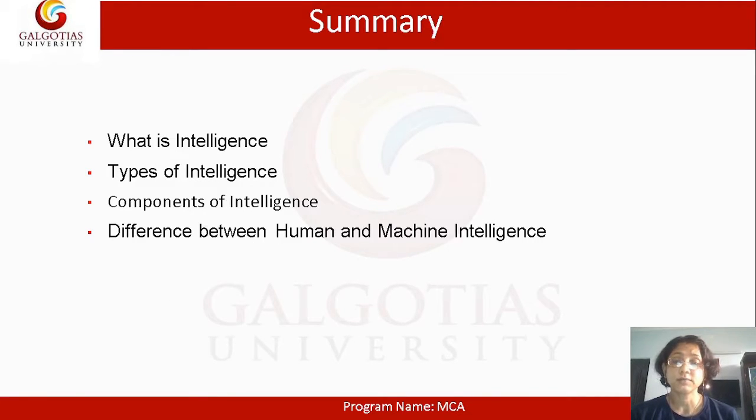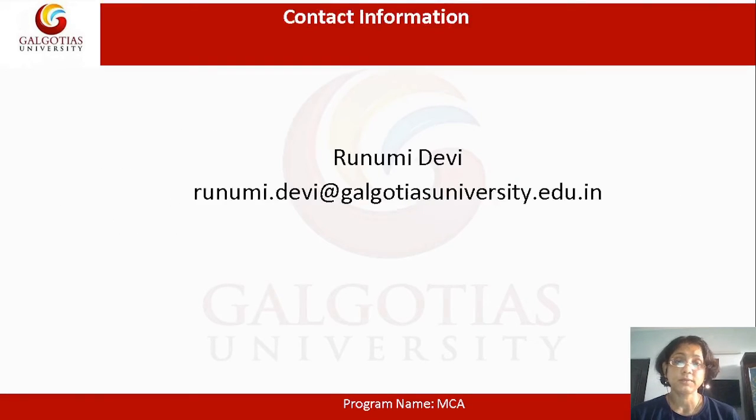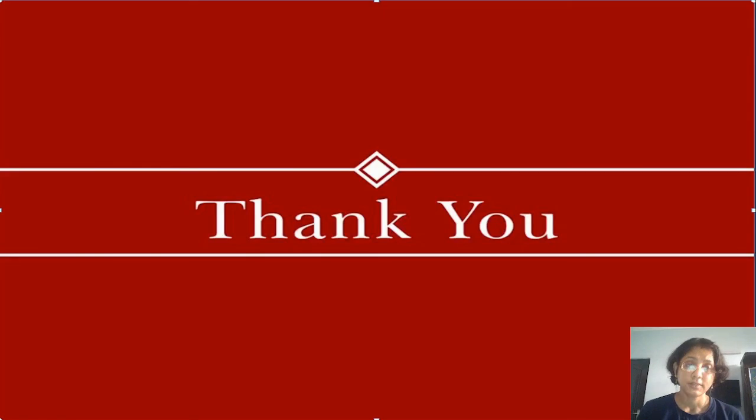Thus, in today's class, we have studied what intelligence is, the types of intelligence, what components intelligence comprises, and how we need machine intelligence. For reference, these are the references. Any query, please ask.